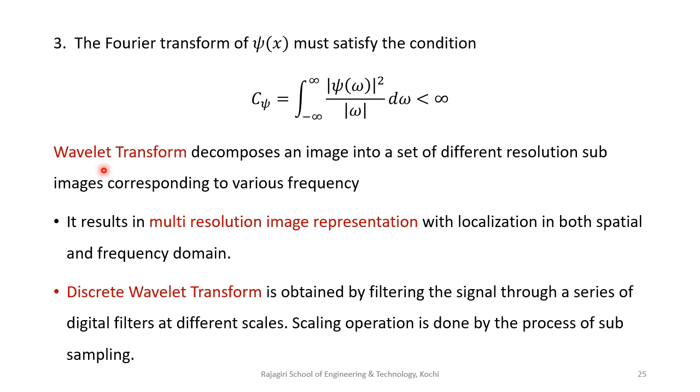The wavelet transform decomposes an image into a set of sub-images having different resolution. So it results in a multi-resolution image representation with localization both in the spatial domain as well as the frequency domain. Discrete wavelet transform is generally obtained by filtering the signal through a series of digital filters at different scales. The scaling operation is done by the process of subsampling or decimation.